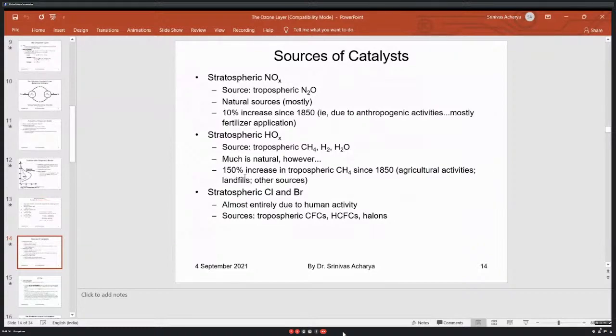And stratospheric chlorine and bromine are almost entirely due to human activity. This is the only anthropogenic source we are injecting into the troposphere, and indirectly into the stratosphere, through tropospheric emission of chlorofluorocarbons, hydrochlorofluorocarbons, halogens, etc., before the Montreal Protocol, that is 1987.